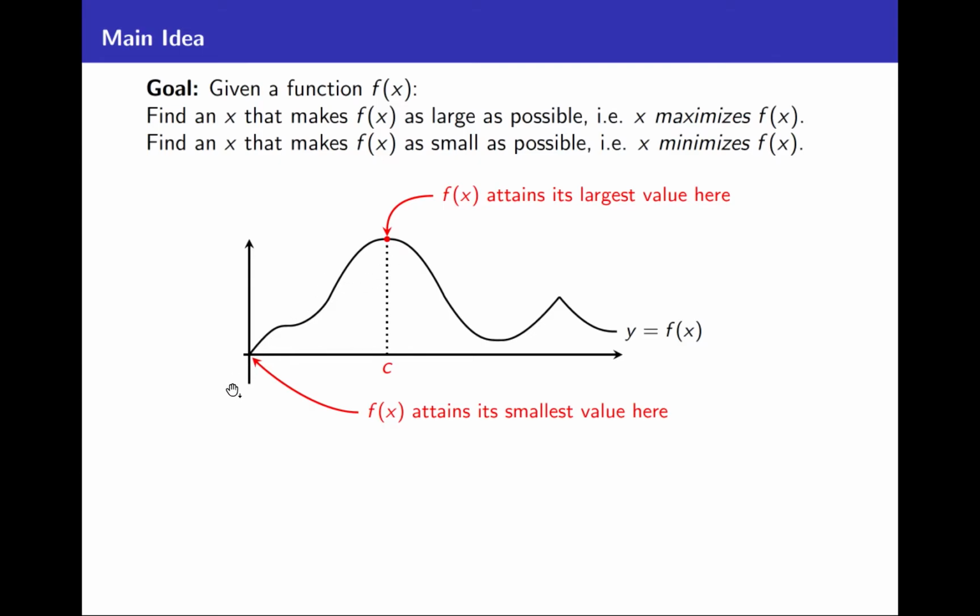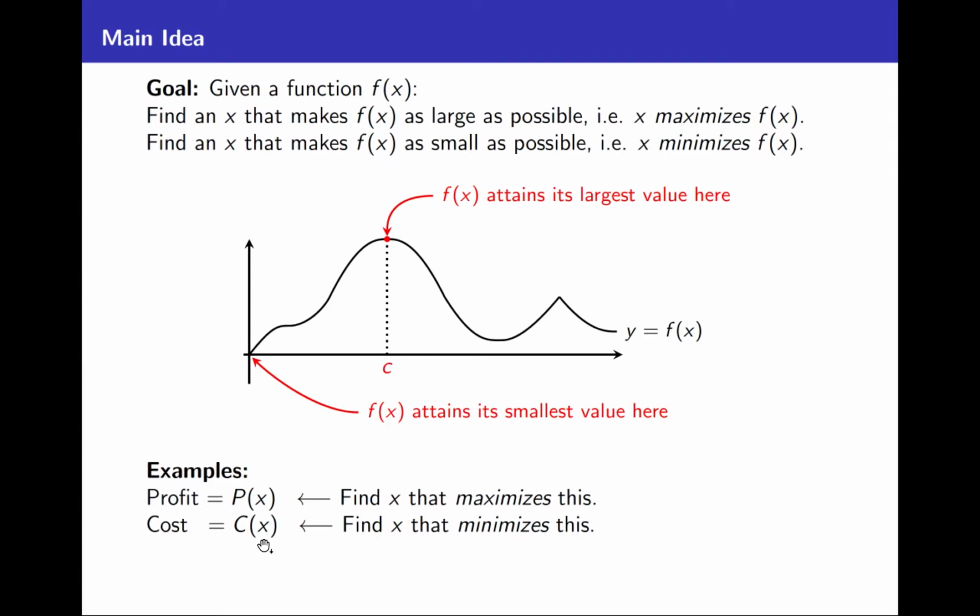The highest point and the lowest point on your graph, those are what are called absolute extrema. And that's today's topic. For example, if you had a function that gave you profit in some manufacturing situation, you'd want to find the x that maximizes that. If c of x represented cost, you'd want to find a value of x that minimizes that. The basic theme is to maximize good and to minimize bad. That's what we're all about in today's lecture.